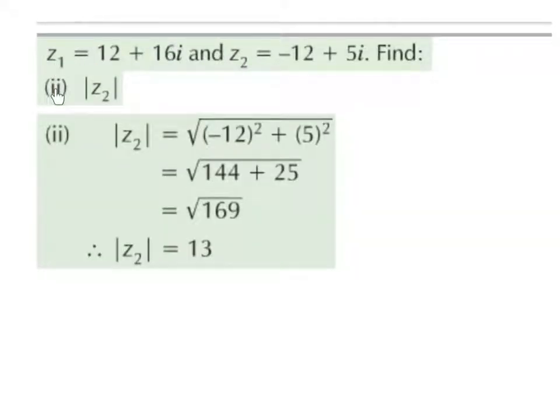Part 2, find the modulus of z2. So z2 is minus 12 plus 5i.